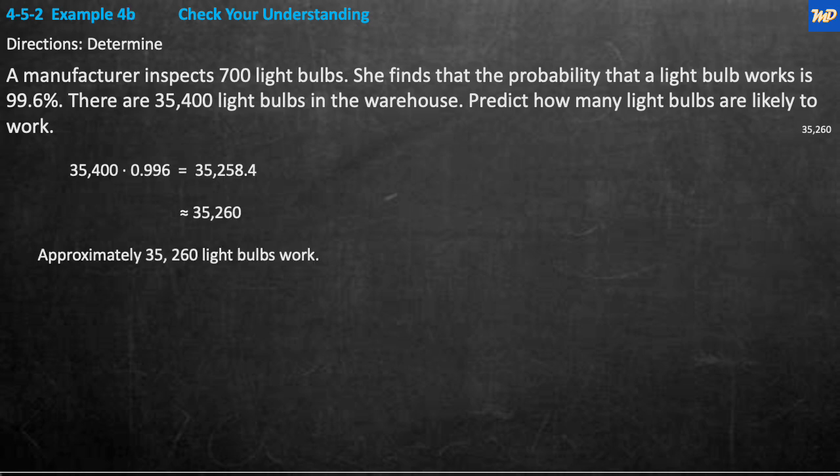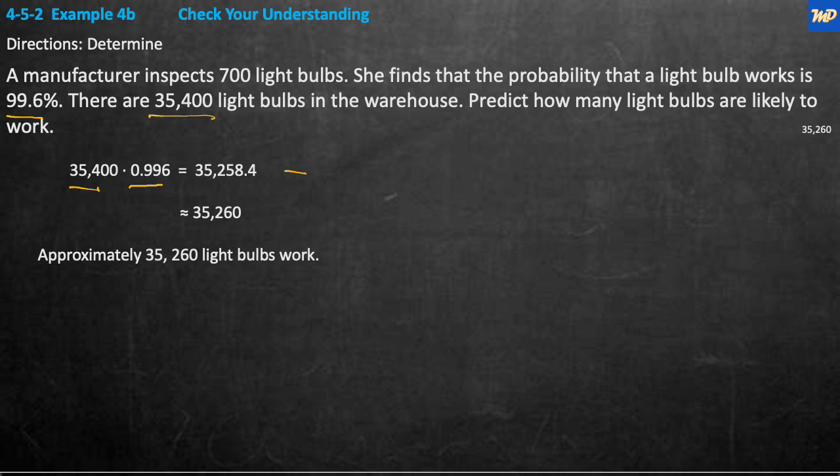Okay, so what do we end up with? We know that there were 35,400 light bulbs, right here, 35,400. And we're going to multiply times the decimal equivalent of 99.6%, which is 0.996. You take the percentage and divide it by 100 and you get 0.996 in this case. When you do that math, you're going to end up with 35,258.4 light bulbs.